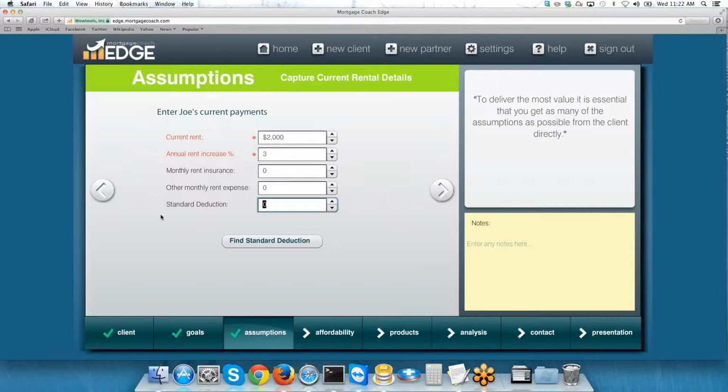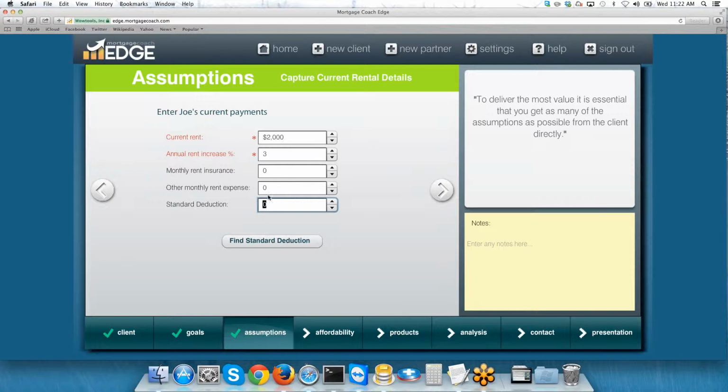Now, standard deduction. This is the one that gives people trouble sometimes. You certainly don't have to enter the standard deduction, but I'll tell you, if you do enter the standard deduction, you're going to see a tax benefit on the rent side. Now, the reason we did it this way is we wanted you to be able to show an apples to apples look at what's your real tax situation if you continue renting or if you decide to purchase a home.